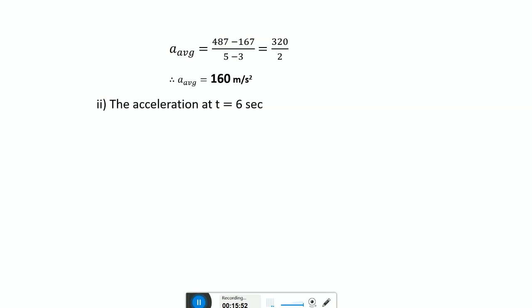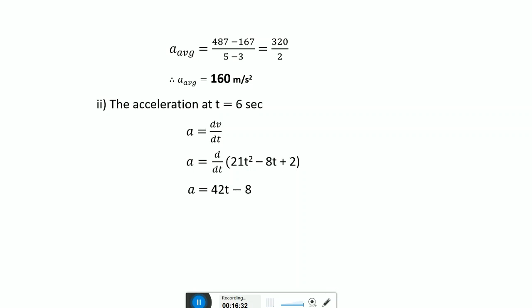Second case is acceleration at t is equal to 6 seconds. We know that a is equal to dv by dt, that is acceleration is rate of change of velocity, and we know value of v, that is 21t square minus 8t plus 2. Take derivative of this v with respect to t, we get a is equal to derivative of 21t square is 42t and derivative of 8t is only 8. So we get a is equal to 42 into t minus 8.